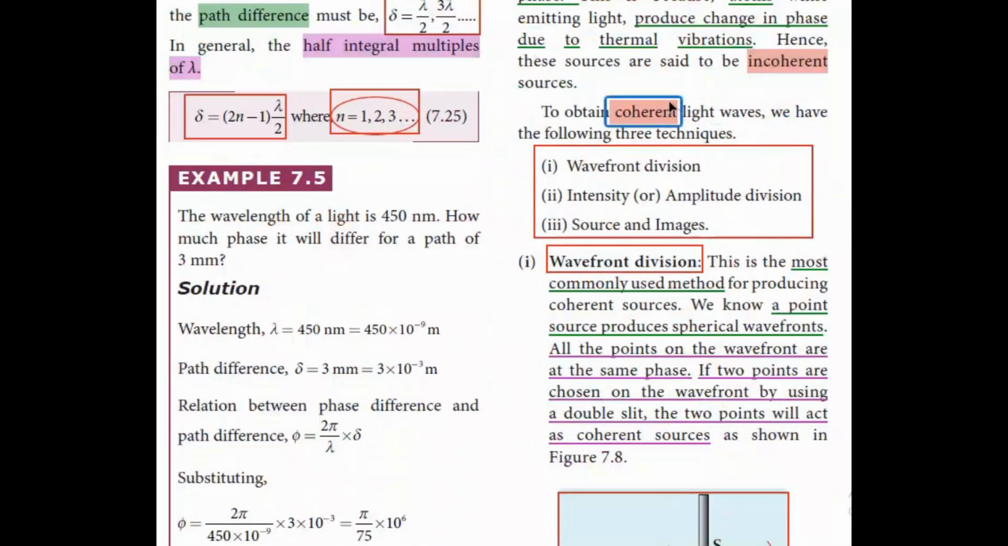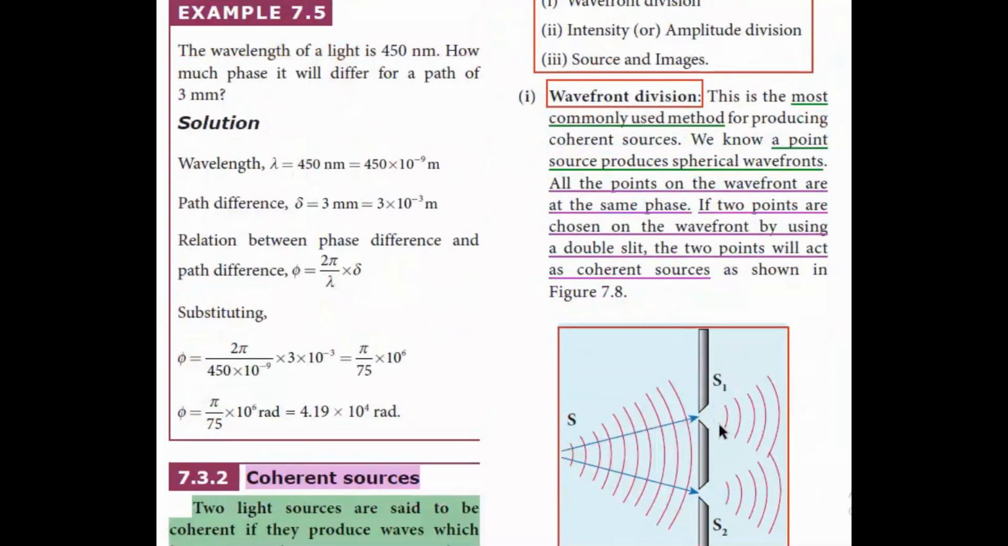And how can we get coherent sources? For that we can have the following techniques. The first one is called wavefront division, where the wavefront will be divided into two. The second one is intensity or amplitude division. And the third one is source and images.